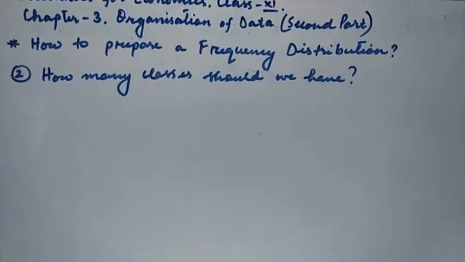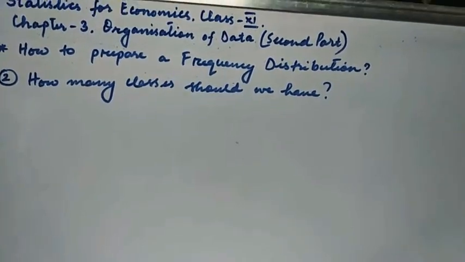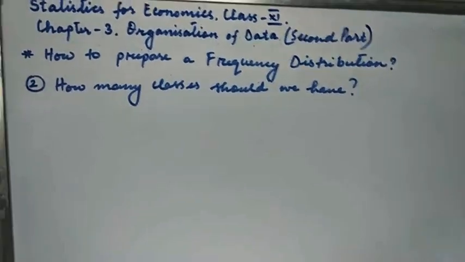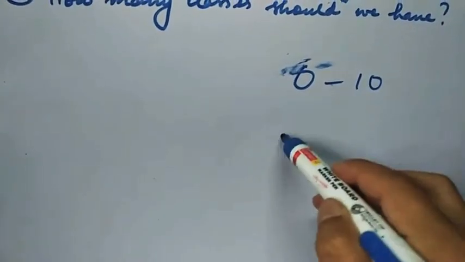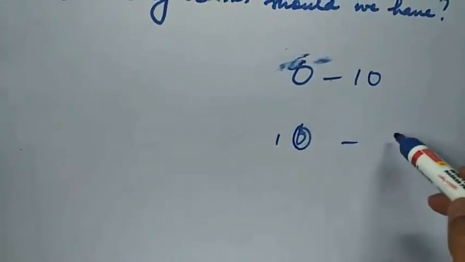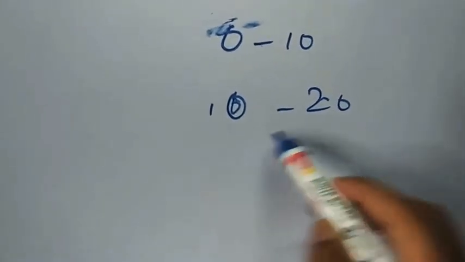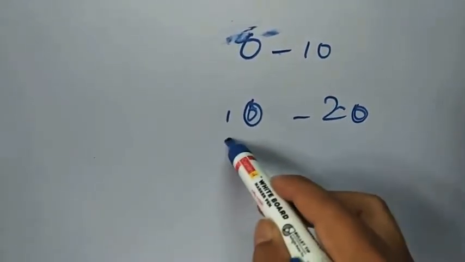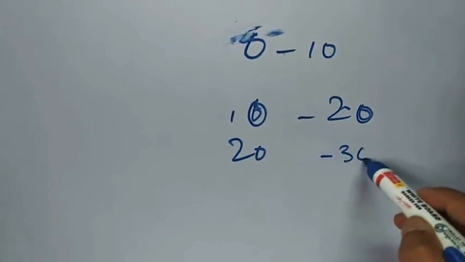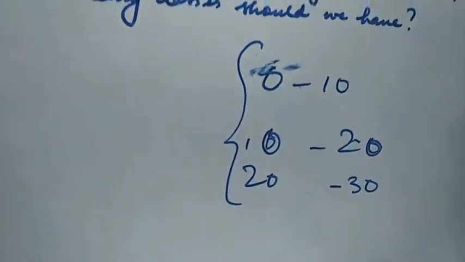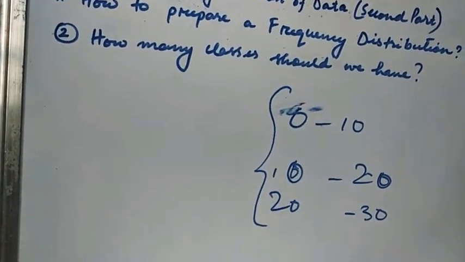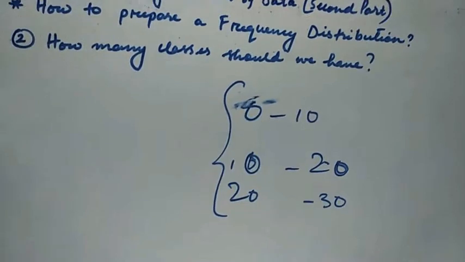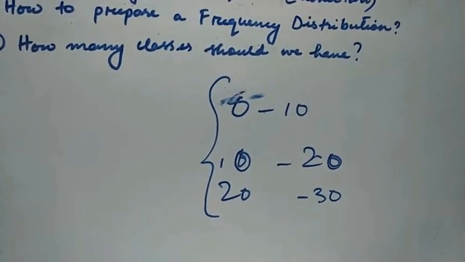So the next question that we have to answer is, how many classes should we have? I have told you what a class is. Here, let us begin with 0 to 10, 10 to 20, 20 to 30. So these are all classes. So how many classes should we have? We have 3 classes only here. So we also have to see how many classes we should have.